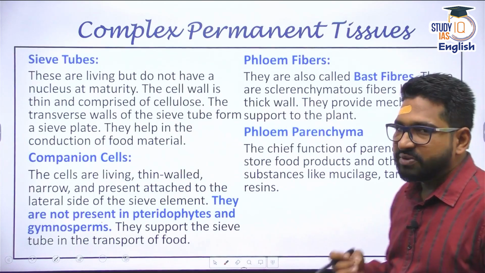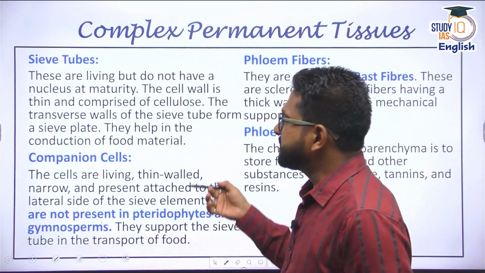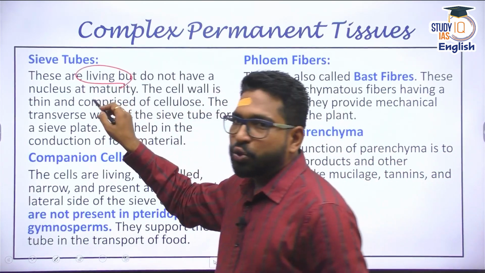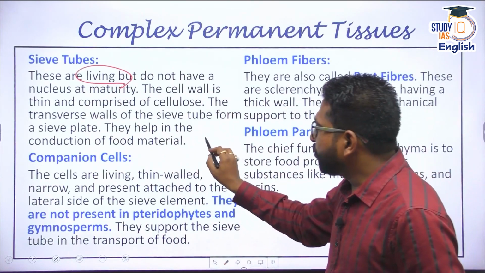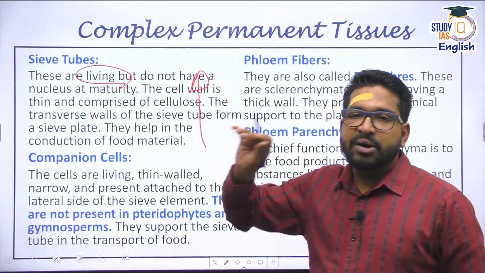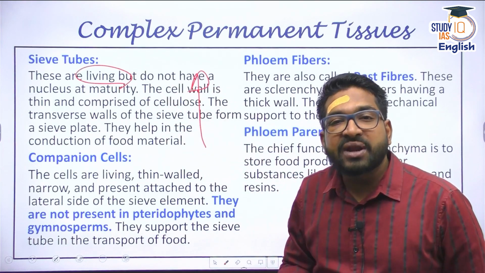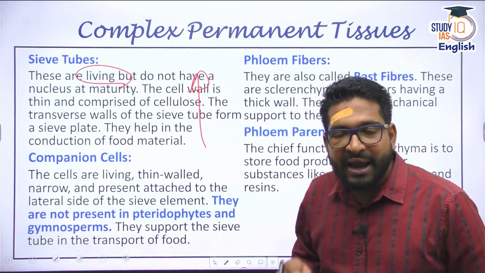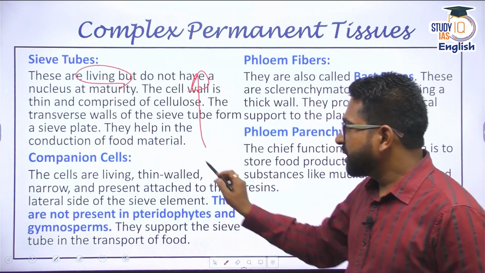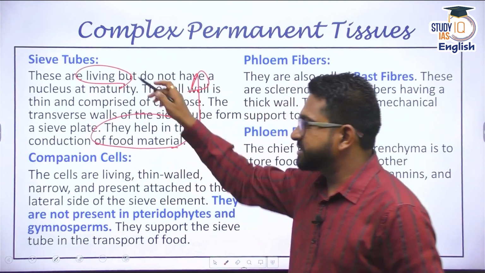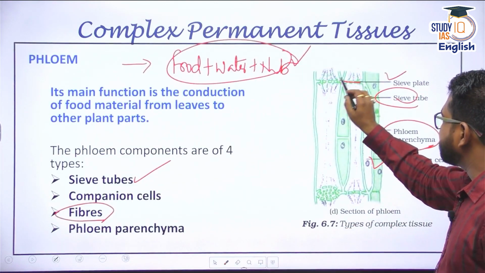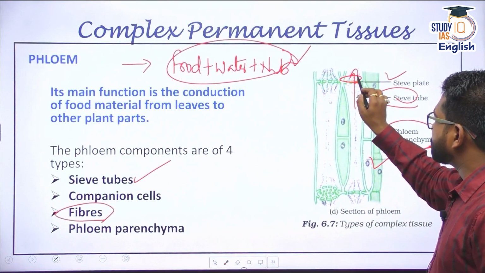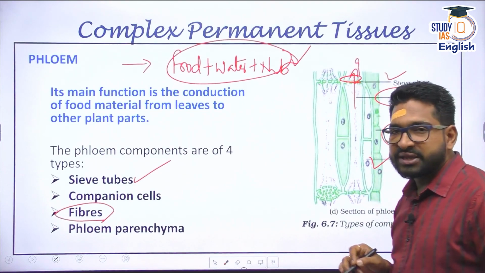Now, what is the job of these sieve tubes? By the name itself, you can see these are living, but they do not have a nucleus at maturity. Slowly and steadily, the nucleus disappears. They are more like a conduit. They are composed of cellulose, which helps in transport of water and food. They help in conduction mainly of food material. And at the end of each sieve tube, there is a sieve plate. That means the food material has to pass from one sieve tube to another sieve tube.